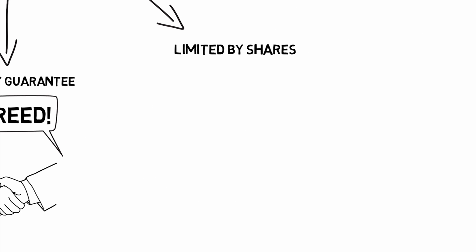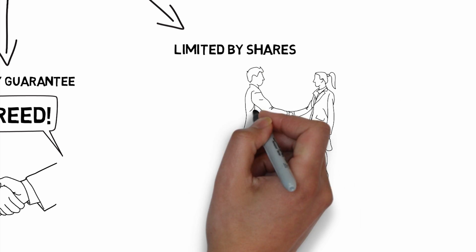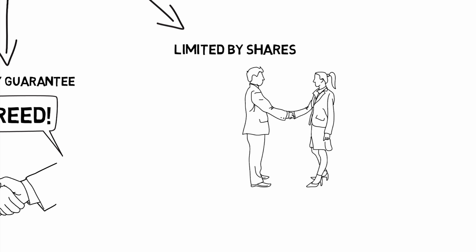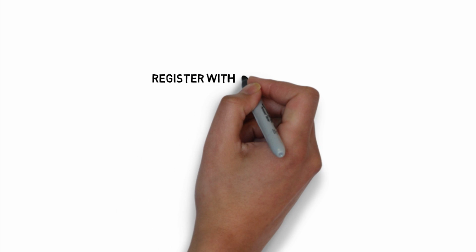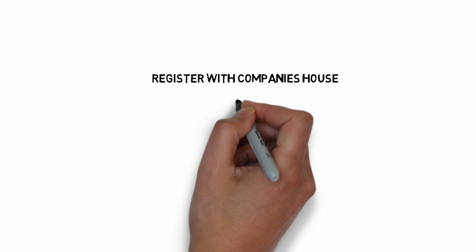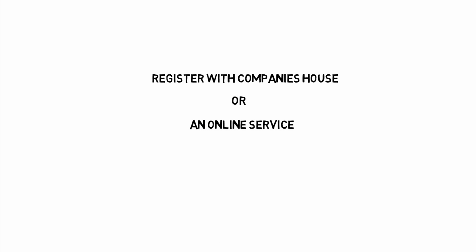Most UK limited companies are limited by shares. This means that each shareholder is liable up to the value of the shares they have purchased. In this type of setup, directors are not financially responsible as long as they have not broken the law. To register a limited company, you will need to register with Companies House in the UK, although there are now a number of online services that can make this process a lot easier.